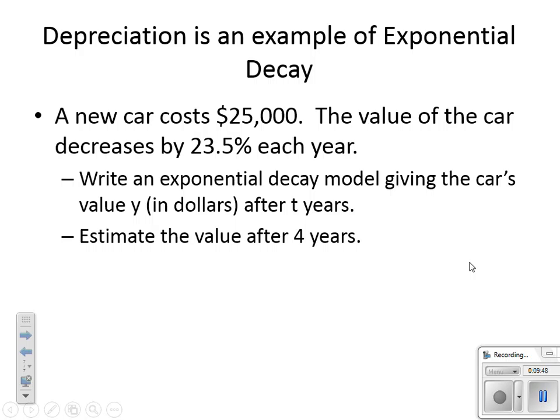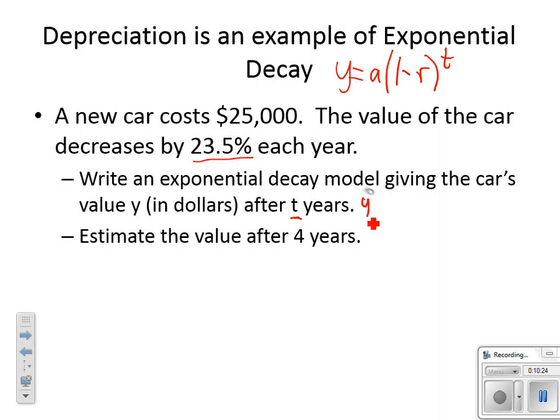Now we're looking at a depreciation example or an exponential decay example. Oh, excuse me, let's start with writing our equation up top so we don't forget. Y equals A times 1 minus R all to the T. A new car costs $25,000. The value of the car decreases by 23.5% each year. Write an exponential decay model giving the car's value Y in dollars after T years. So we're going to just write our equation with T years. So we'll still have T in our equation.